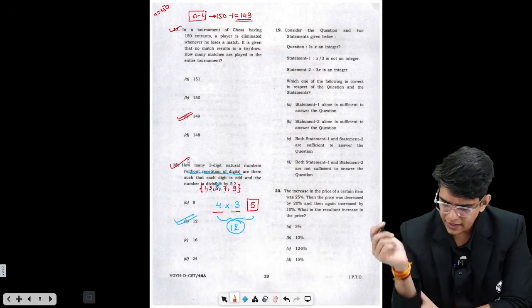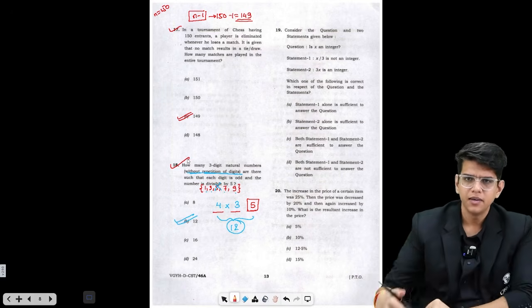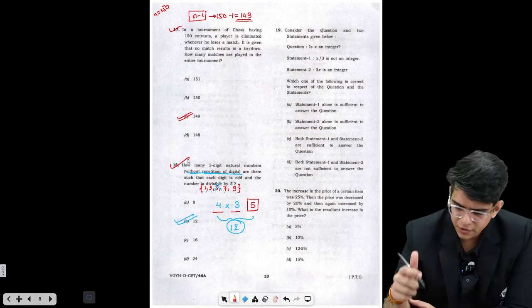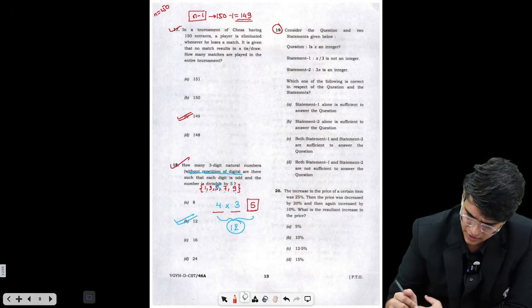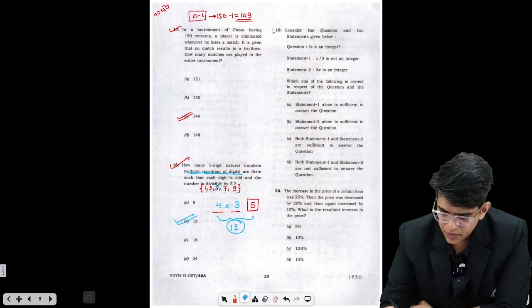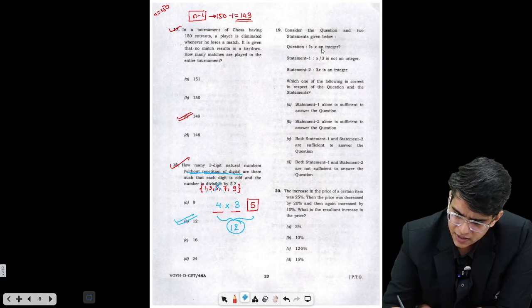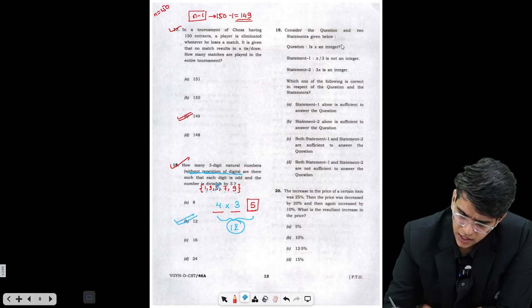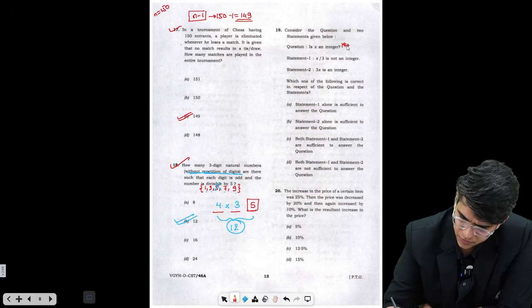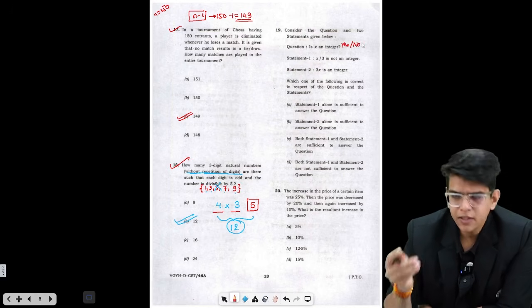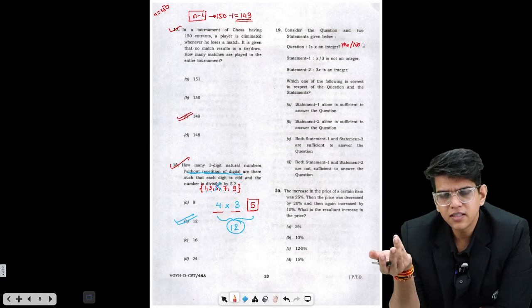Question number 19, a data sufficiency question. Bit lengthy or can be tricky. We can avoid this for the first go. But basically this question is very easy. Let's see. So the question is saying, is x an integer? The answer to this can be yes or no. Either you will answer yes, x is an integer, or no.